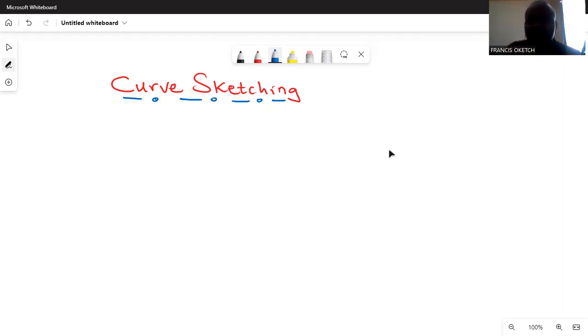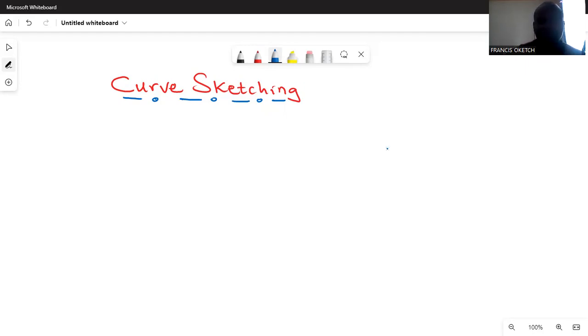So today we are going to look at Calculus 2 and our main topic is curve sketching. If you are given a curve or simply a graph, we need to be able to come up with the graph of a function y equals f of x. So what do we mean by curve sketching?